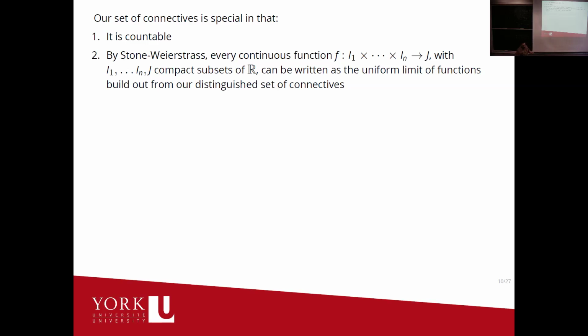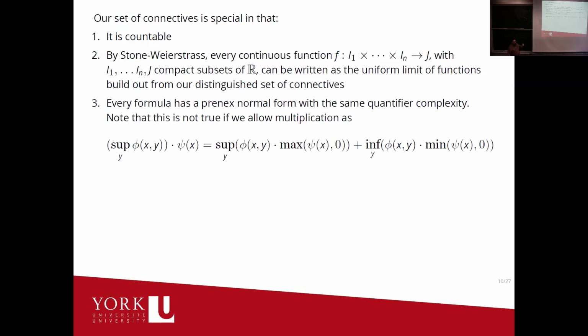And really the reason why I want to use these connectives is that I get nice prenex normal forms. This doesn't happen necessarily. In fact, it doesn't happen if you have multiplication. If you have a formula that's a supremum times another formula, if that formula takes negative values, for the negative stuff you have to do an infimum, and so you end up with this supremum of infimum, and you increase the quantifier complexity if you want to put it into a prenex normal form. And because I want to talk about prenex normal forms, so I can do quantifier complexity, I need to stay.